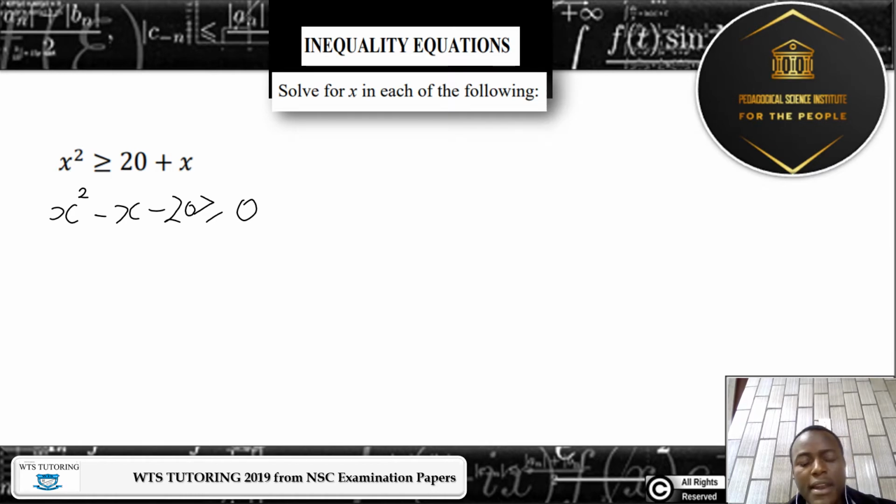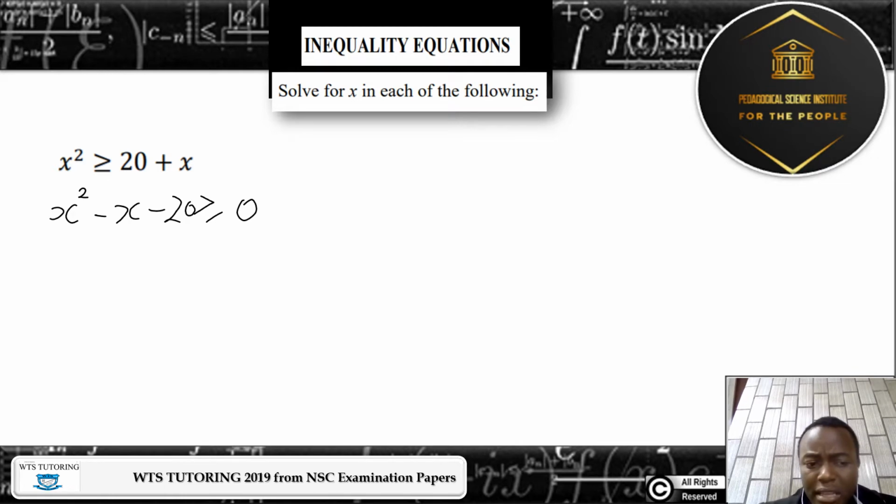Now, because there's no equal sign, what you can actually do, you can get the critical values. We call them critical values. We assume there is an equal sign and we solve for x. And those values of x are not our final answer, but they are our critical values, very important values, right?